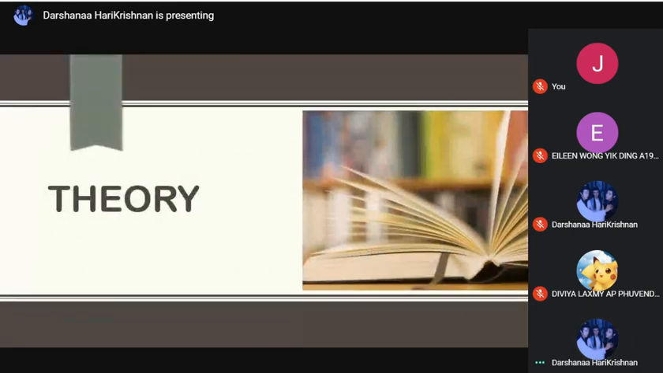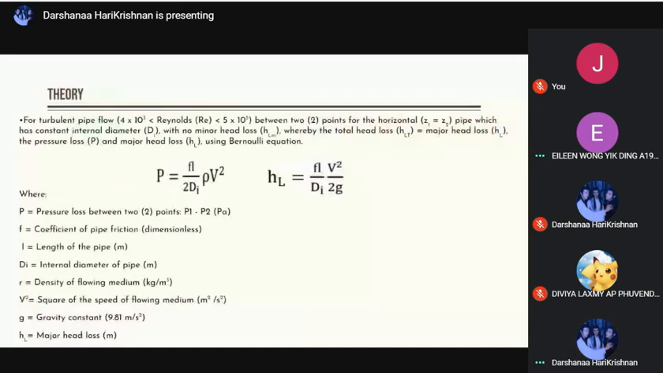Next up is theory. So for the theory, for turbulent pipe flow, the Reynolds number is above 4,000. For the horizontal pipe, Z1 equals Z2, which has constant diameter and no minor head loss, whereby the total head loss is equal to the measured head loss. So the pressure loss and the measured head loss we can calculate by using the Bernoulli equation.